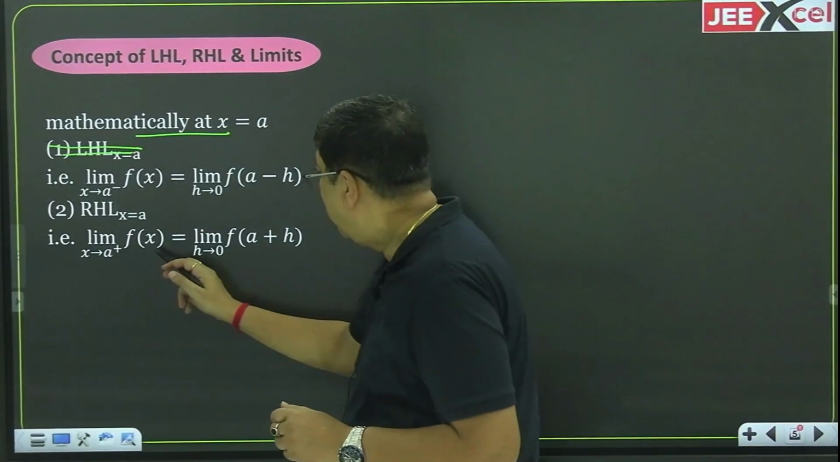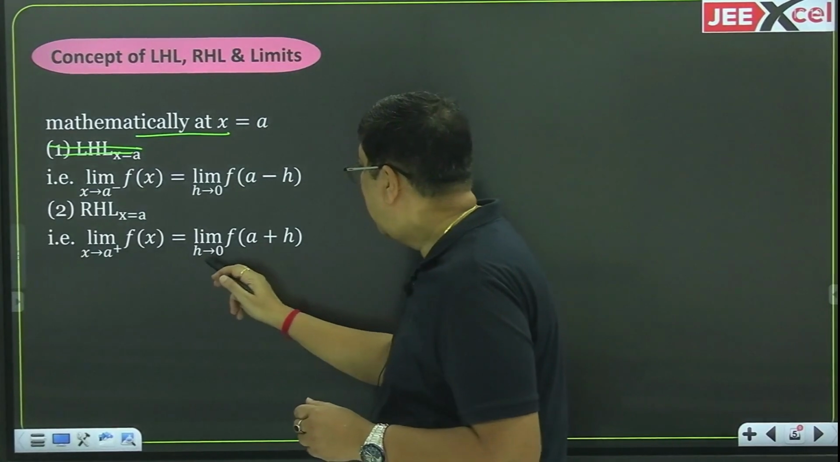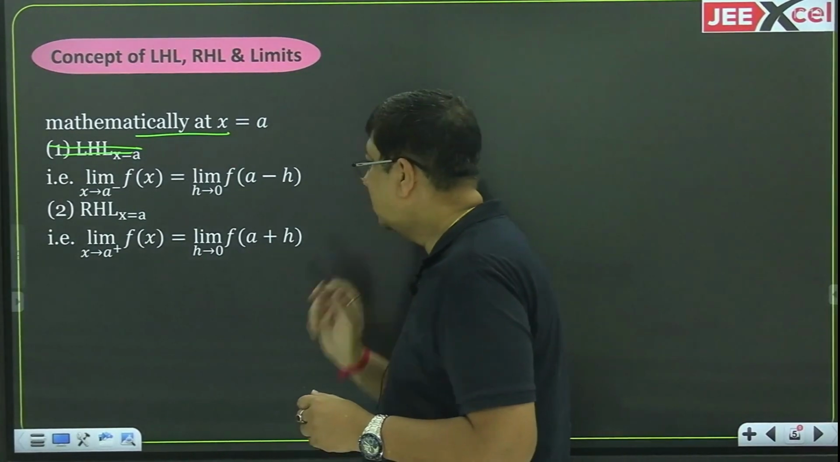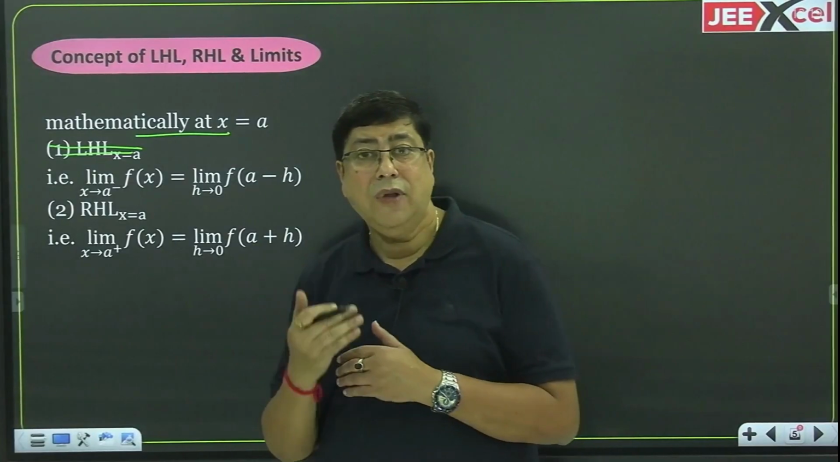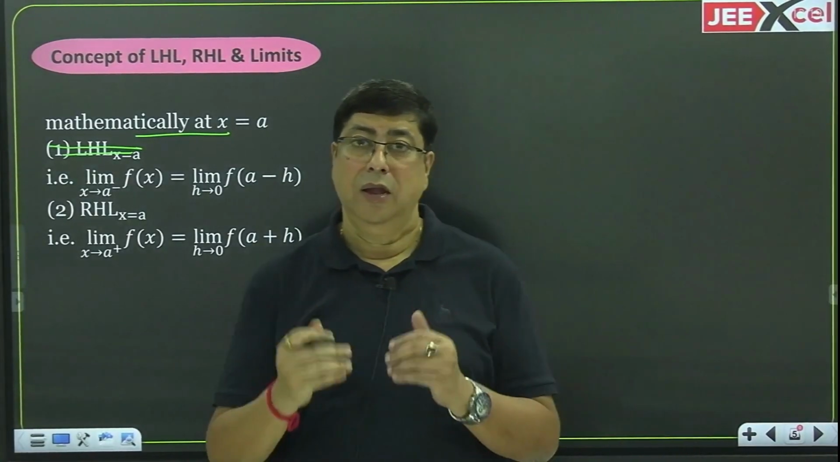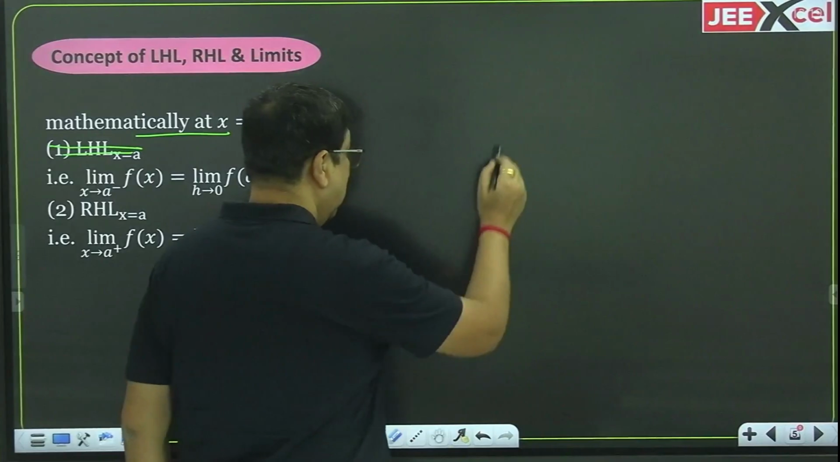Limit x tends to a plus, and mathematically we can say limit h tends to 0 of f of a plus h. Once again, when the left hand limit equals the right hand limit, the limit exists. And one more concept, everyone.